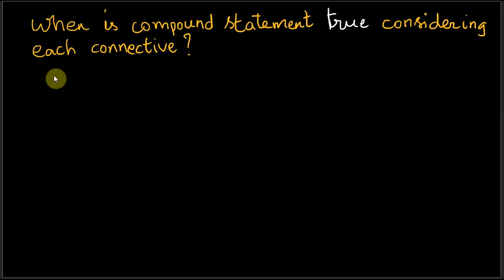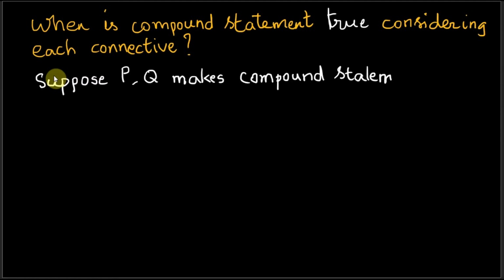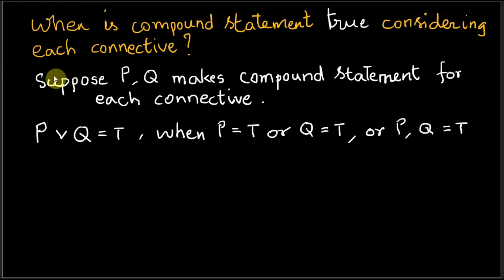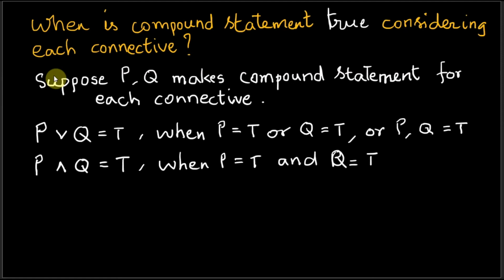When is a compound statement true considering each connective? Suppose P and Q make a compound statement using each connective, then specific truth values of P and Q make the compound statement true for each connective. P or Q is true when the truth value of one of the variables P, Q is true or both P and Q are true. P and Q is true when the truth value of both P and Q is true. All other cases are false.